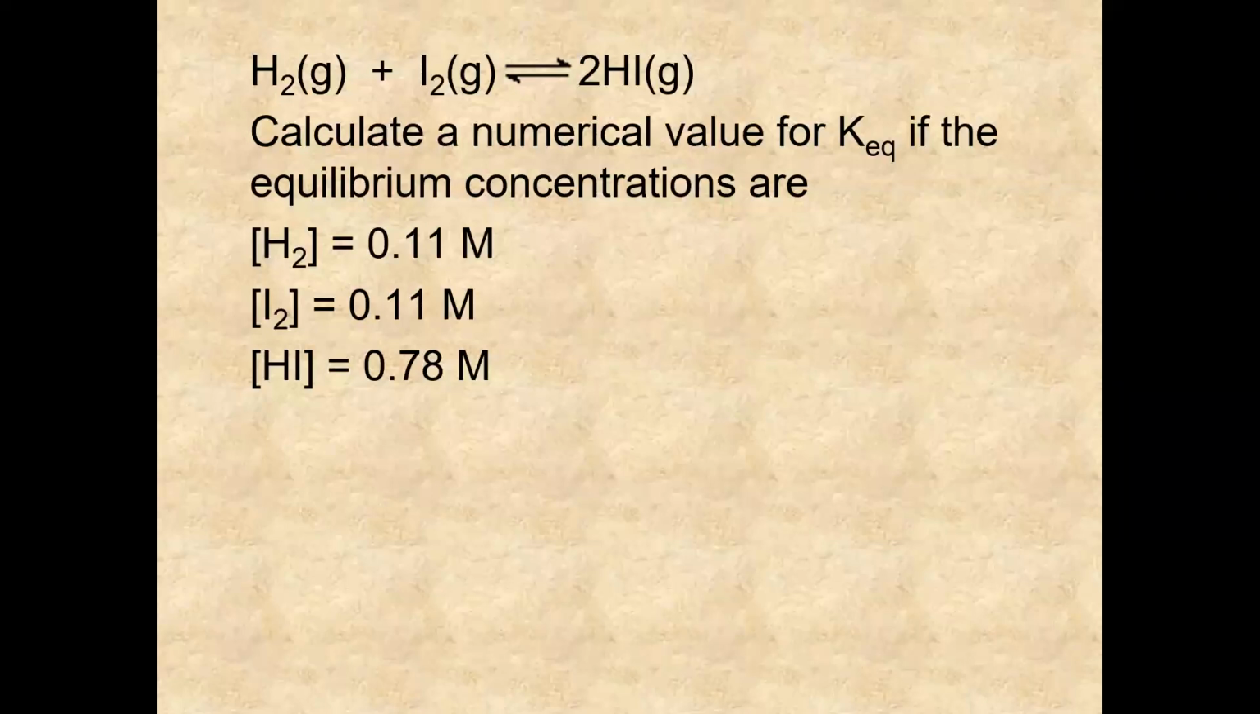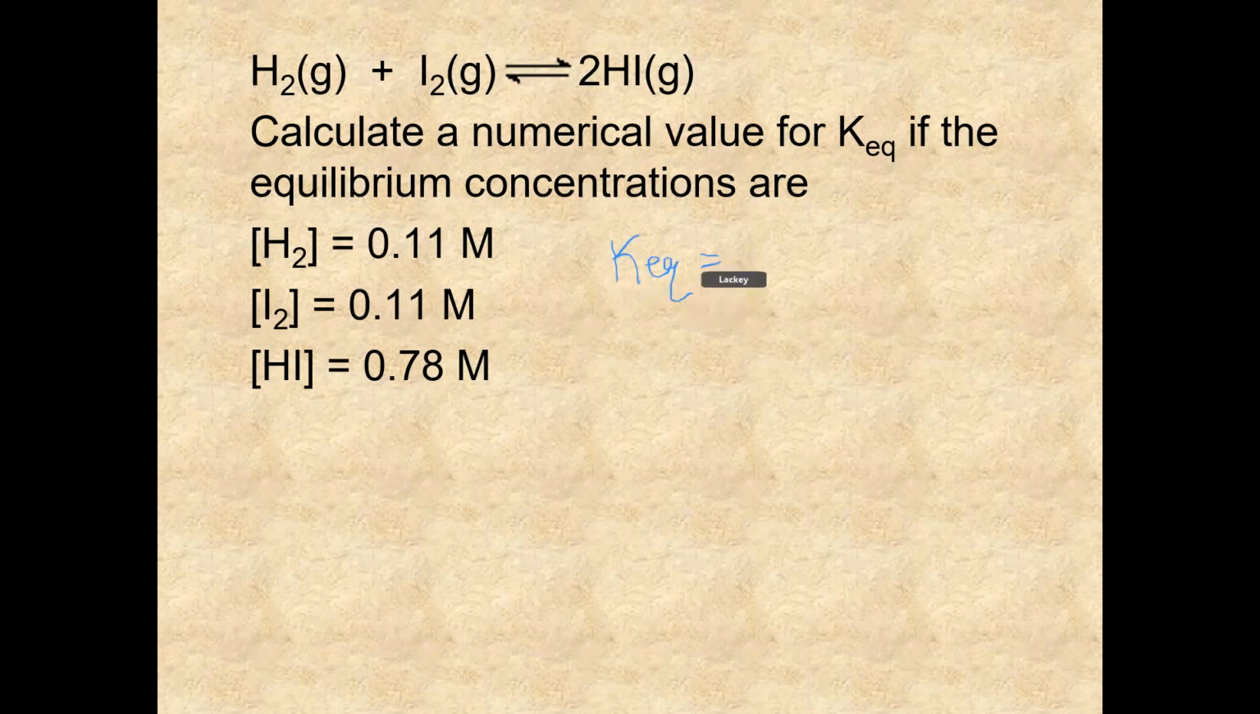For KEQ, we have our product on top, which is the hydrogen iodide gas. That has a coefficient of 2, so it should have an exponent of 2. That is going to be divided by our reactants, which is our hydrogen, that does not have a coefficient, so it does not have an exponent, multiplied by our iodine, which does not have a coefficient, so it does not have an exponent.